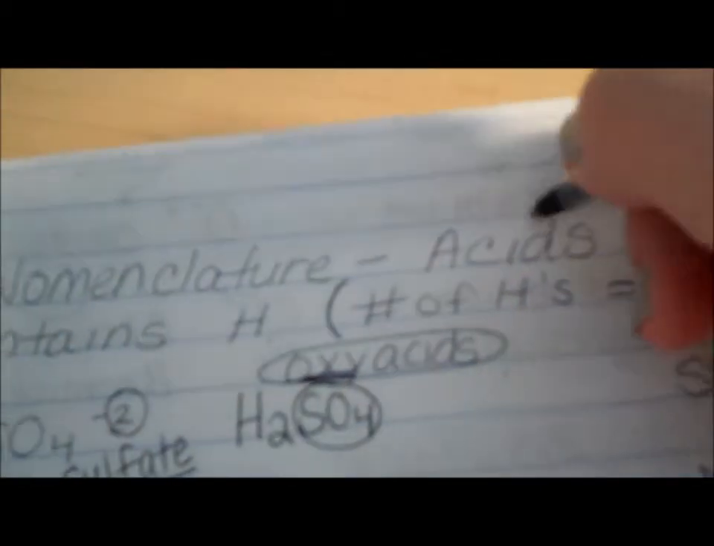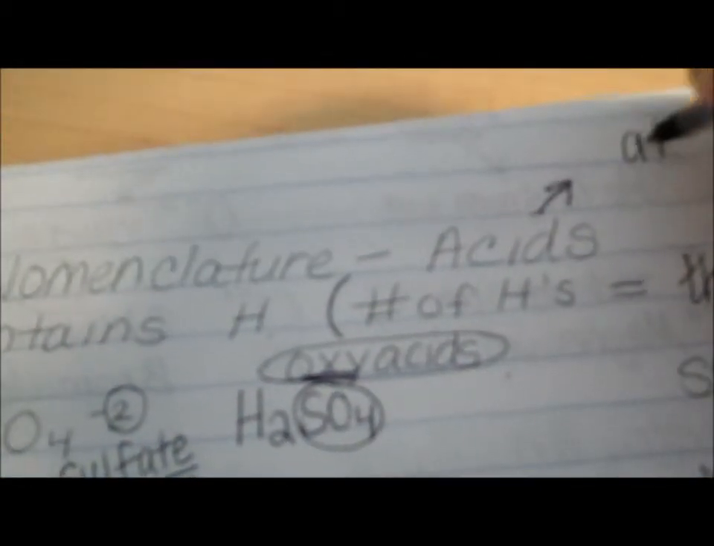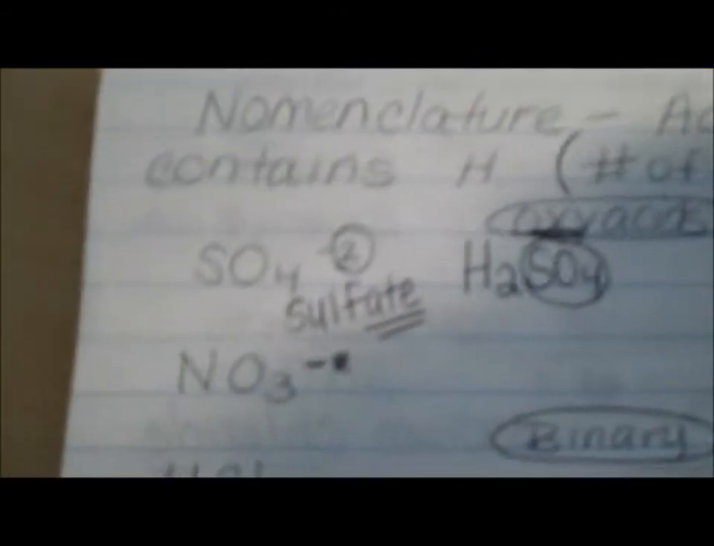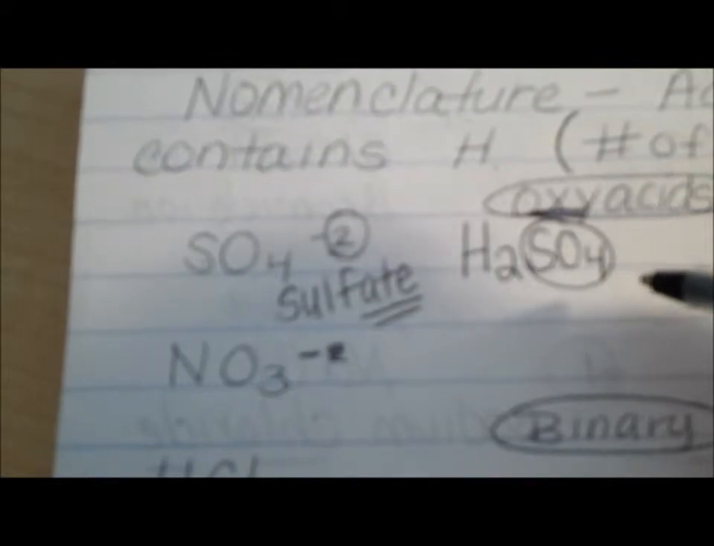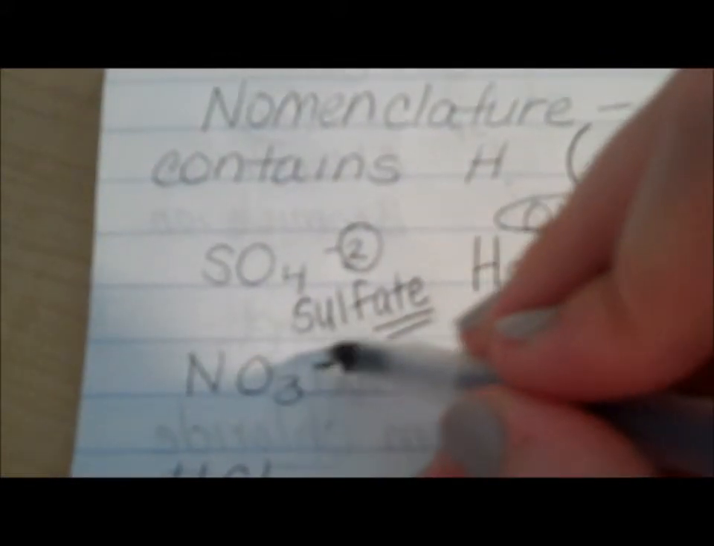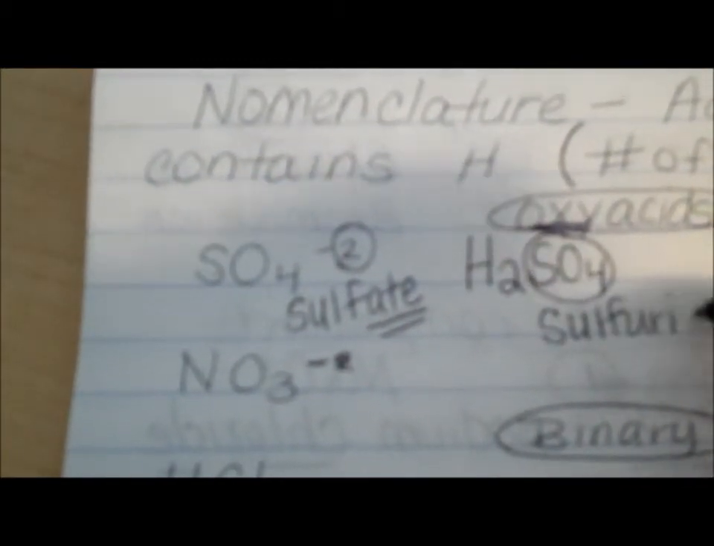So I'm going to write this right on the top. For nomenclature of acids, ate will go to ic. So we have sulfate. Now it's not going to be sulfic, because the root word of sulfur is what we're going to use. So this is going to be sulfuric acid. That one was kind of tricky.